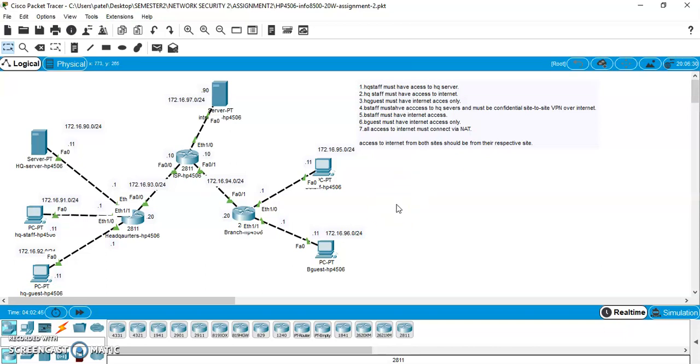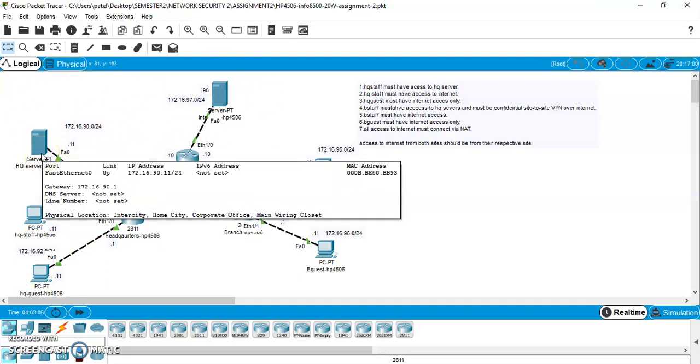There are two servers as well. One is the internet server, which is connected to the ISP, and there is a headquarter server, which is connected to the headquarter router. And we are having staff networks and guest networks on both sides. This assignment has some requirements: the staff network should have access to the internet server here and also should have access to the headquarter server.